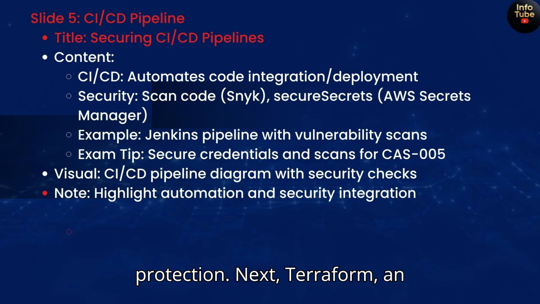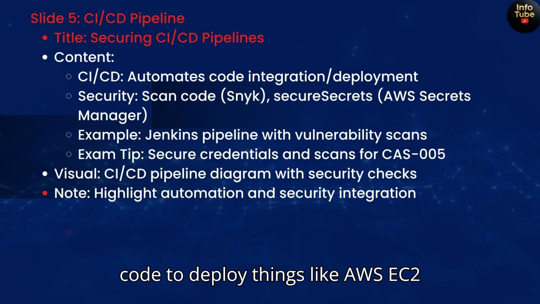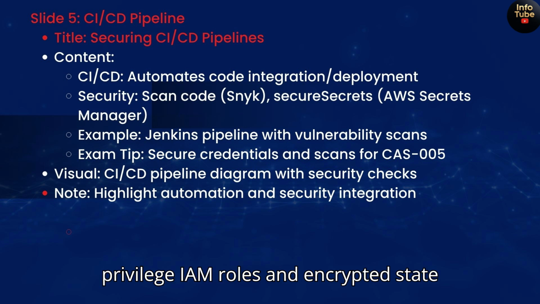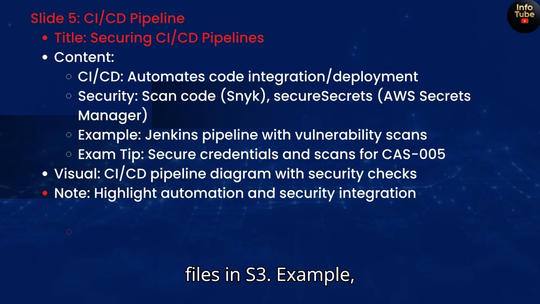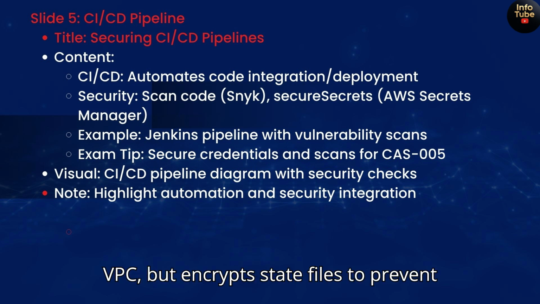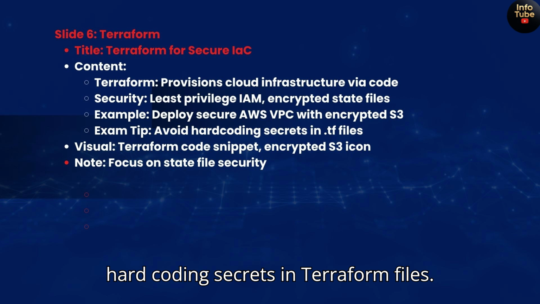Next, Terraform, an infrastructure as code tool for provisioning cloud resources. You write code to deploy things like AWS EC2 instances. Security includes least privilege IAM roles and encrypted state files in S3. Example: a startup uses Terraform for a secure VPC, but encrypts state files to prevent leaks. Exam tip: avoid hard-coding secrets in Terraform files.